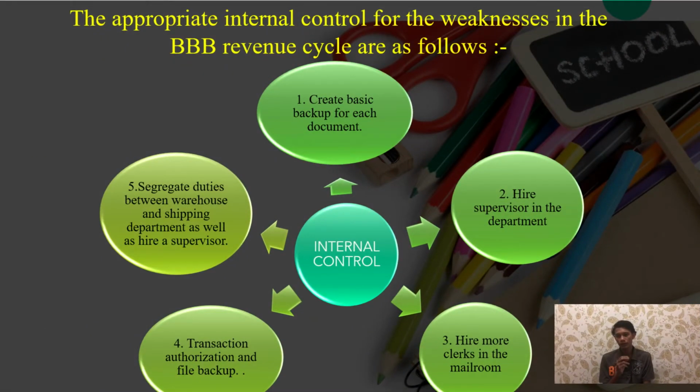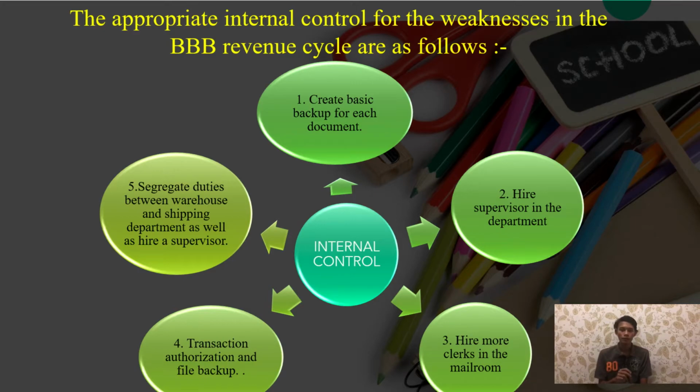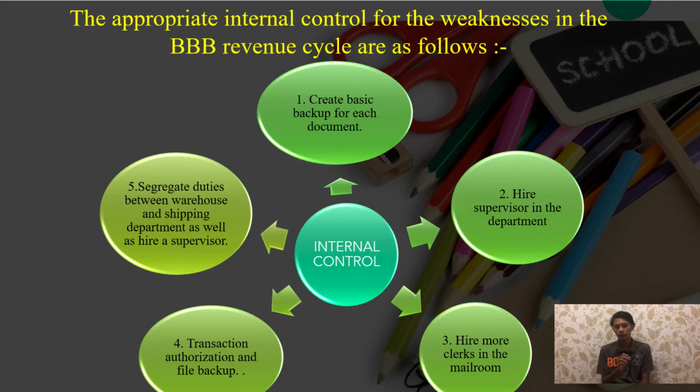The next part of my presentation is the appropriate internal control for the weakness in BBB's revenue cycle. The first internal control is to create basic backup for each document, which refers to the weakness that BBB's information is insufficient and has a high chance of human error. By creating this basic backup, they will be able to keep track of their documents, so the information will always be sufficient for the company.